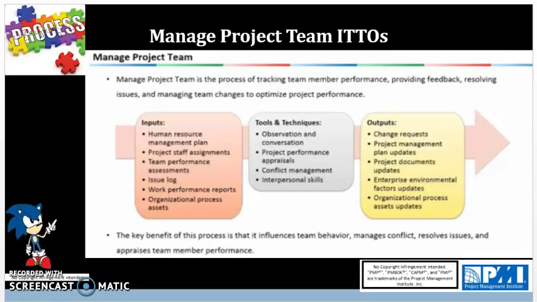Next, the ITTOs, inputs, tools, techniques, and outputs for the Manage Project Team process are shown here. For inputs, we have the Human Resource Management Plan that's coming from Plan Human Resources, and this includes the roles and responsibilities, organizational charts that show the number of people needed, and then we also have the Staffing Management Plan that shows the time period each project team resource is going to be available, along with the number of resources available at any given time. Then we have project staff assignments, an output from the Acquire Project Team process. So this is just showing which resource is being assigned to which task in the project.